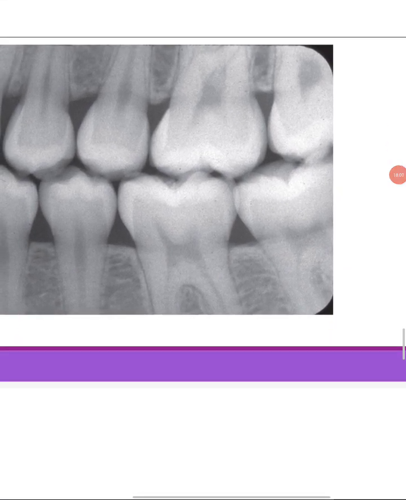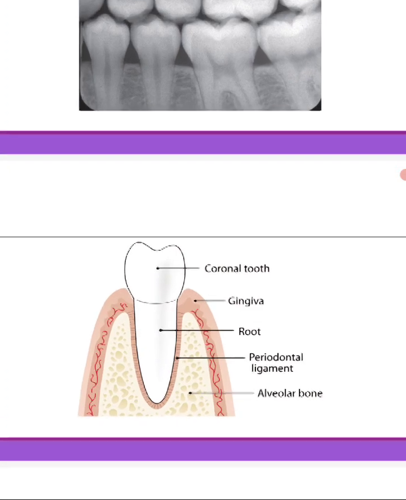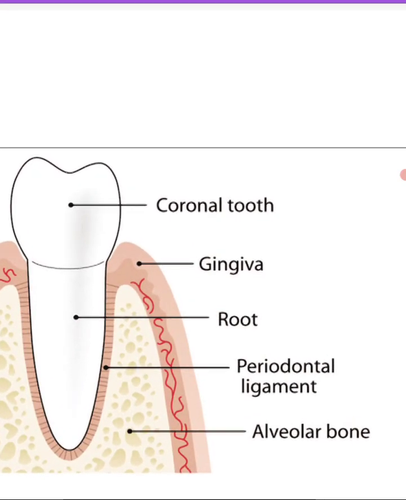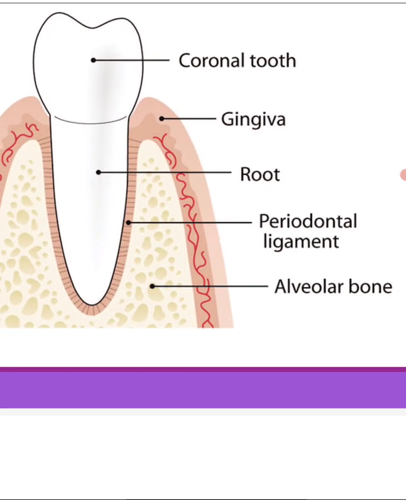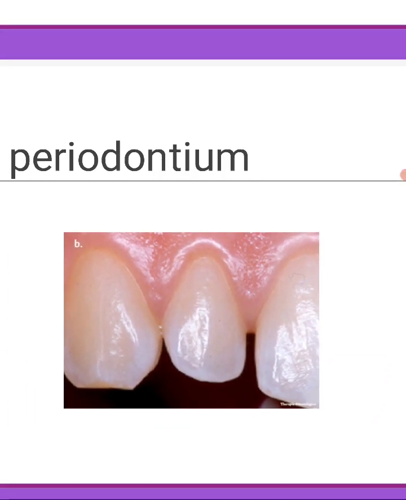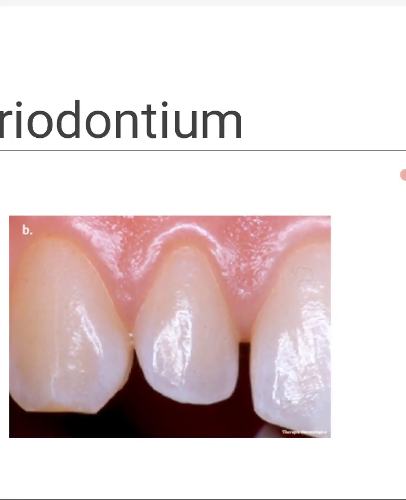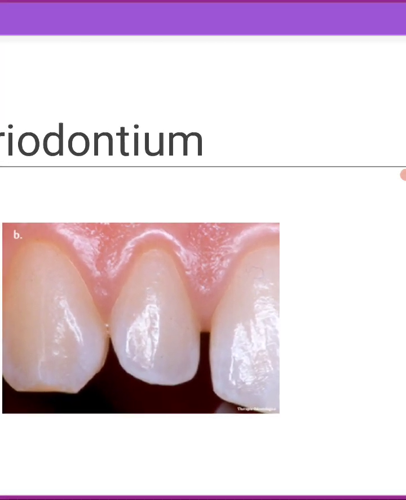Okay, then another view, this is also to show you the crown, the root, the gingiva, periodontal ligament, and the alveolar bone, right? Okay, let's see here. We will talk later, next week, about gingiva. Look at this healthy periodontium. I would say here, yes, healthy periodontium.